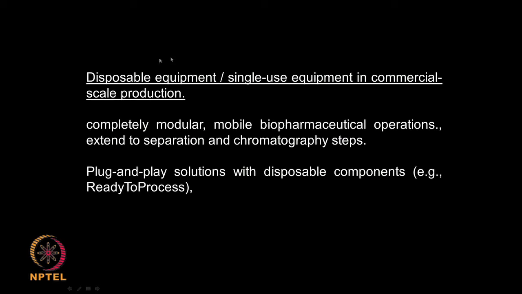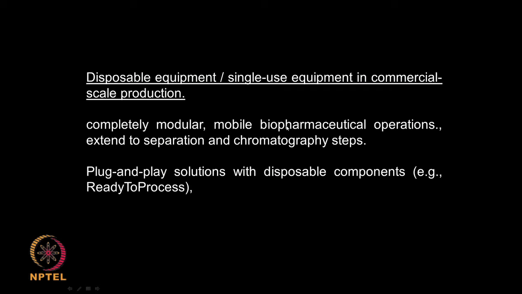Then comes disposable equipment and single use equipment. I think industries are also moving towards that. Can I use it once and throw it away, because then I do not have to think about cleaning or about cross contamination. So disposable reactors, disposable separating columns, single use equipment at commercial scale. Completely modular, mobile biopharmaceutical operations, plug and play solutions with disposables. So, ready to process. They are going to take over soon, with a lot of advantages because I do not have to think about sterilizing every time or about cross contamination. Use once and throw, but the cost is still high. So the cost of those disposable equipments needs to be reduced further and further, and that is where the future is going to happen.